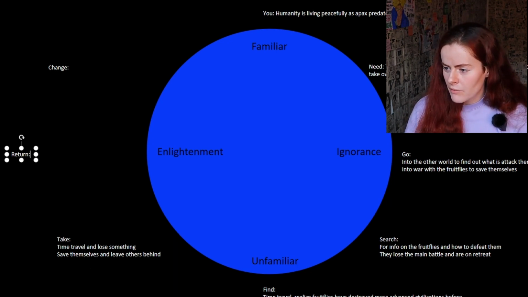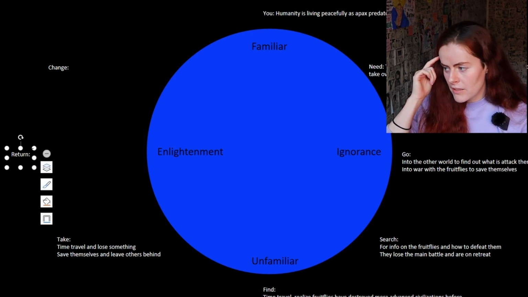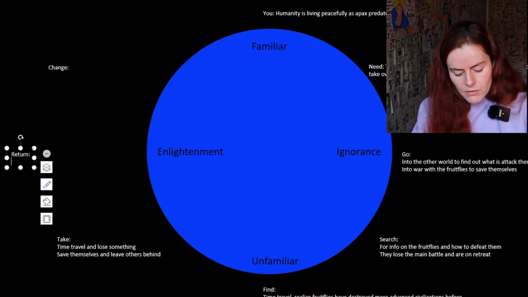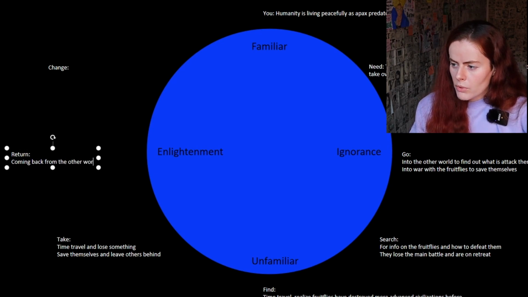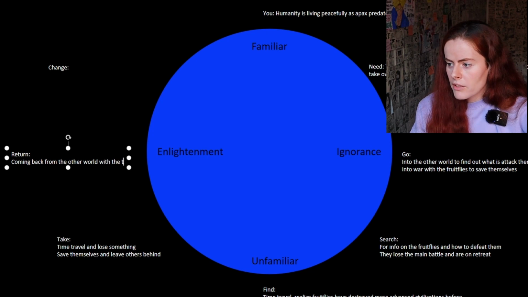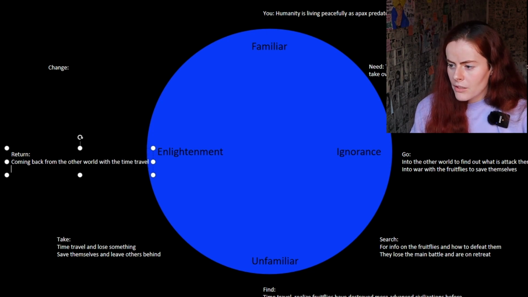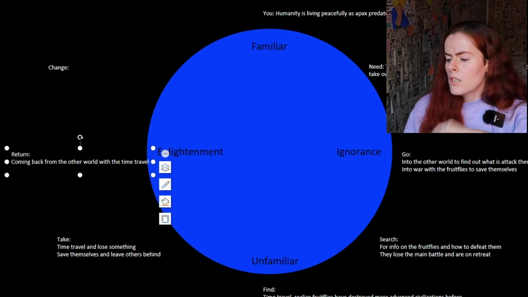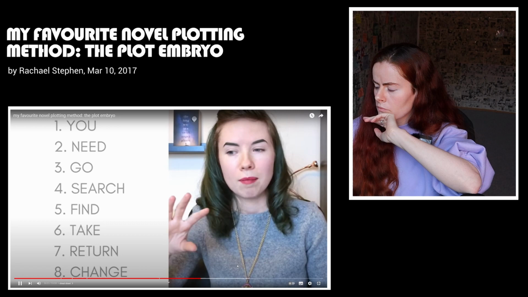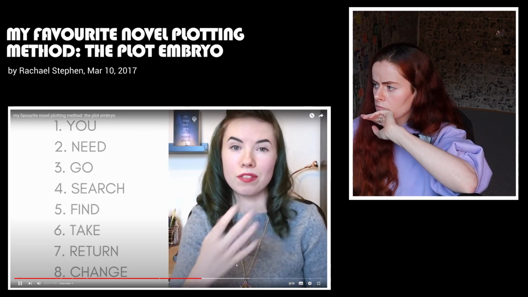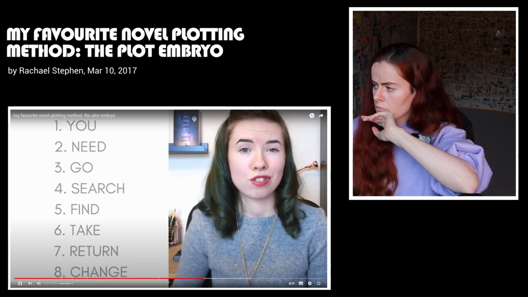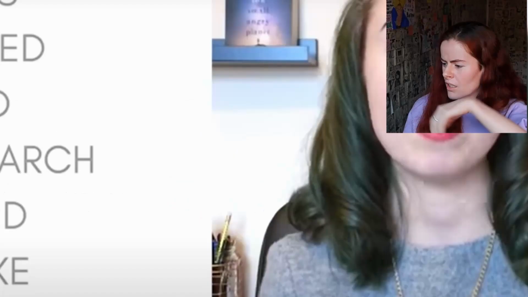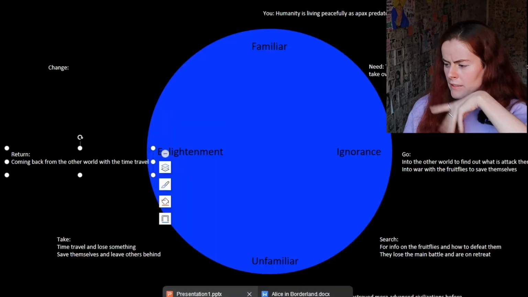Return is also, since I'm very literal here, basically coming back from the other world. World with the time travel. And what happens in the other storyline? What was return? So they cross from the unfamiliar back into the familiar. And this might be, you know, a big car chase, they might be escaping, extracting, or it might be very low key. Okay, I don't really get that point in this explanation.